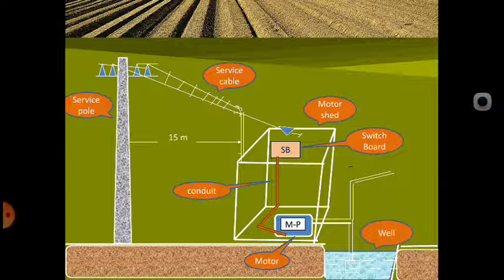idea about our power shed, that is the motor shed, and the pole nearby, and how much distance from the pole, and how we are going to take the supply by using the overhead service wire or by using the underground cable to our nearby switchboard. From the switchboard to the motor pump set, how we are going to connect, and what different protective devices are required. Let us see. These are the basic ideas.